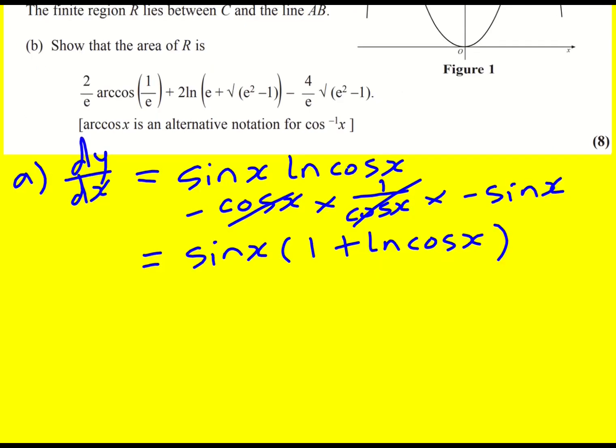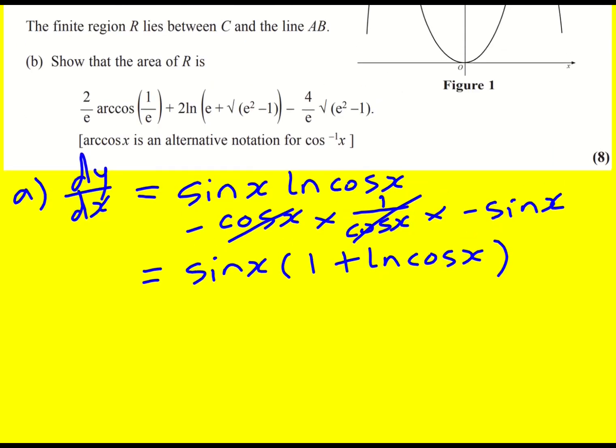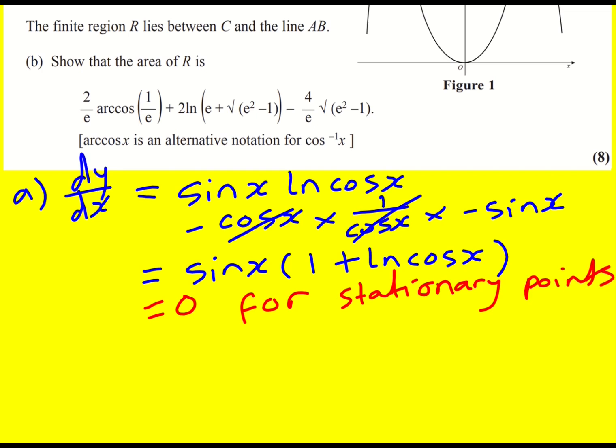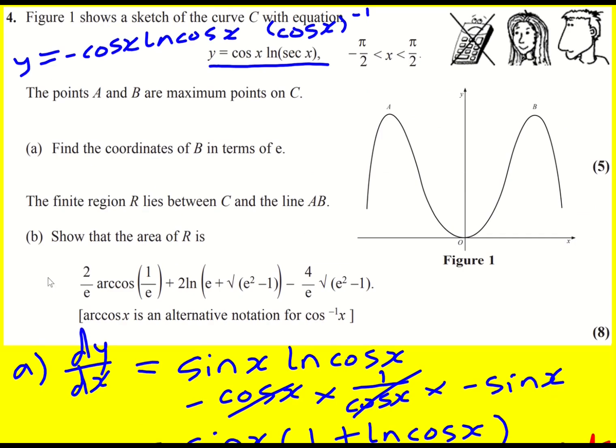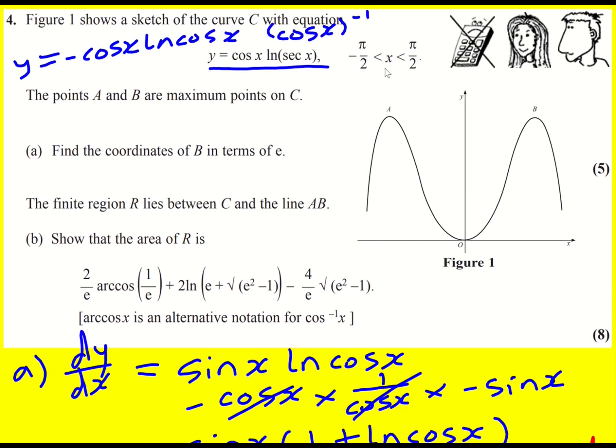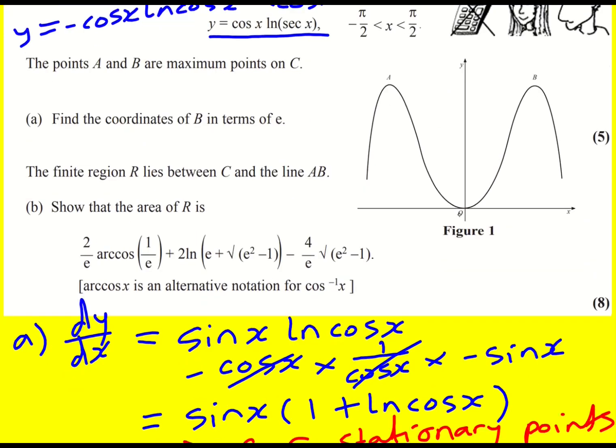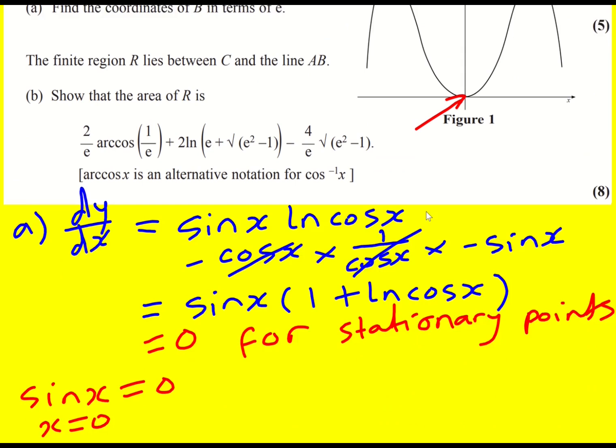This equals 0 for stationary points. So sin x equals 0, which will give x equals 0, and actually that's it, because we're only interested in minus pi over 2 to pi over 2. We've just found this stationary point.